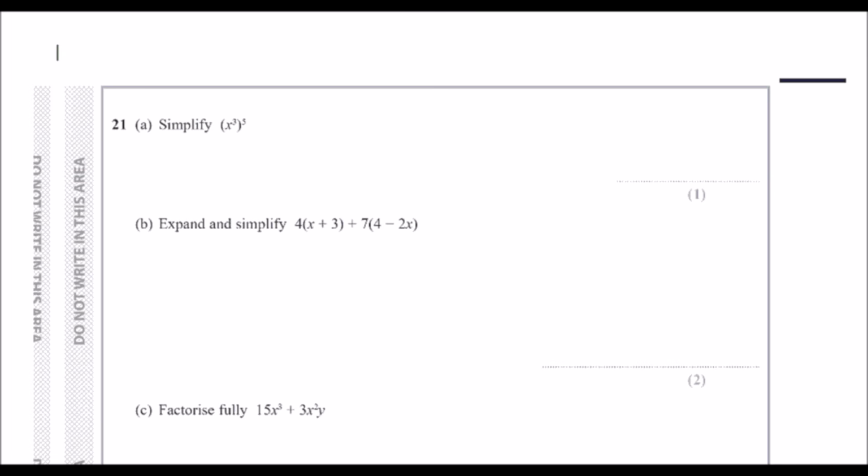Question 21. Simplify x cubed to the power of 5. So when we've got a bracket with our indices, we can just times the powers. So 3 5s are 15. It's x to the power of 15. That's because the power of 5 means times itself 5 times. So x cubed times x cubed times x cubed times x cubed times x cubed. So that's the same as 15 x's timesed together. x to the power of 15.